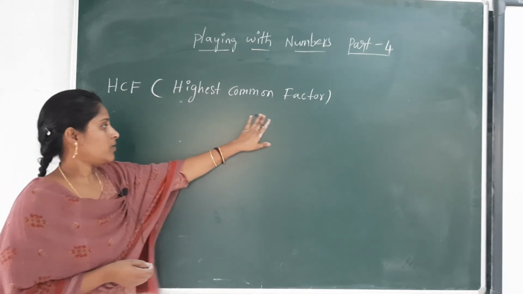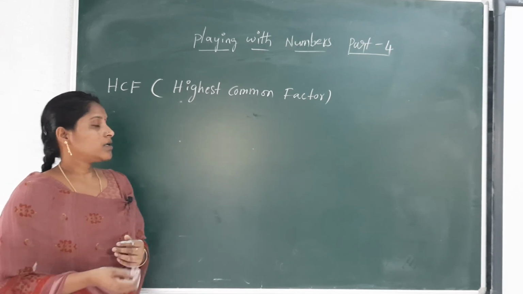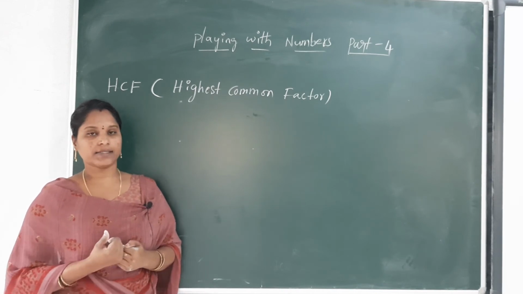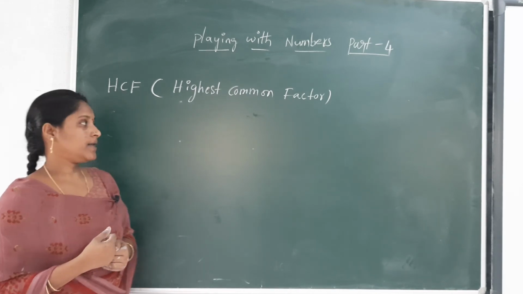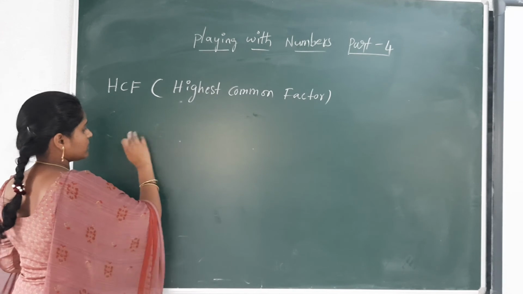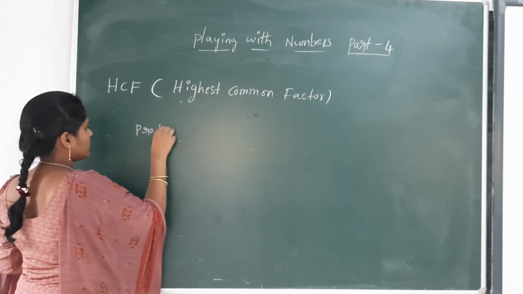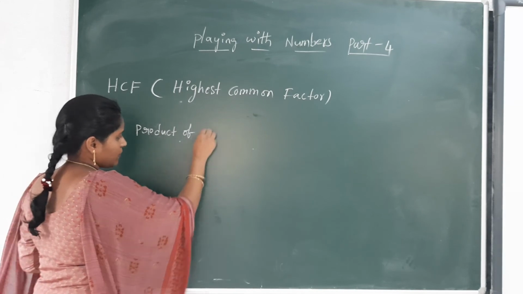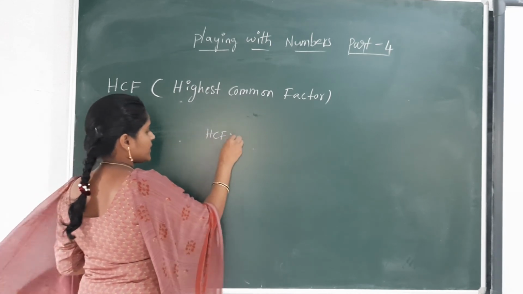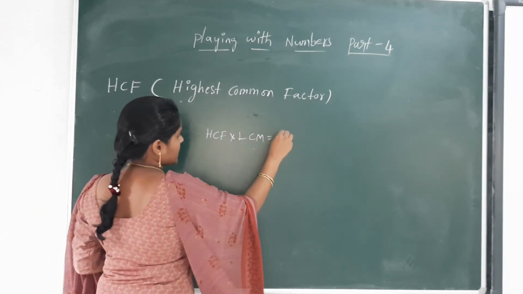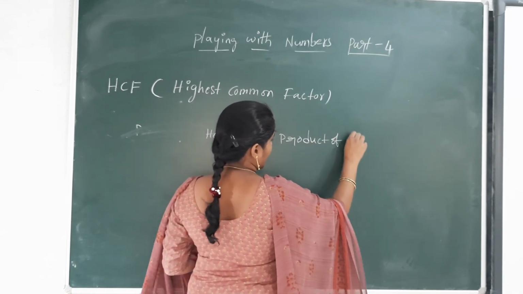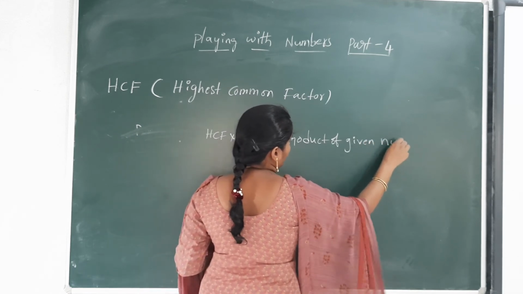Next we are going to discuss the relationship between HCF and LCM. In this we have a formula. The product of HCF and LCM is equal to the product of the given numbers.